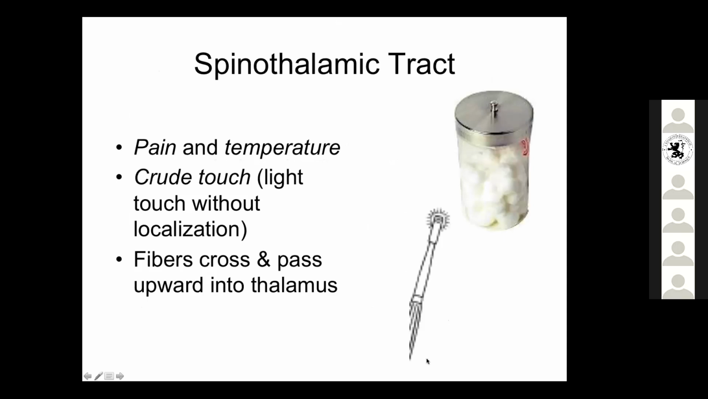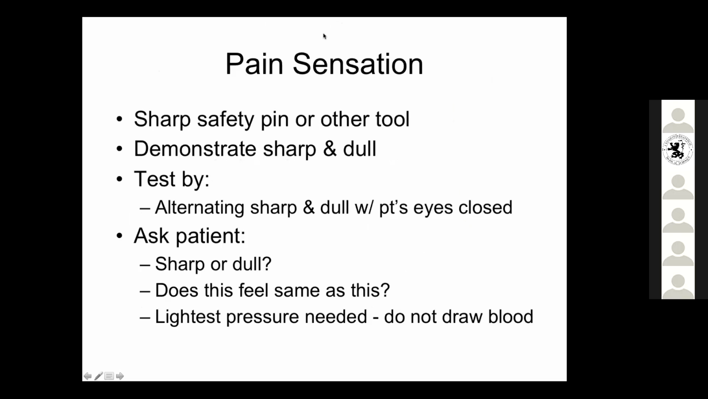The spinothalamic tract is responsible for sensation of pain and temperature, as well as light touch. So these are the things we test for: pain, temperature, and crude touch. If the patient is able to feel them, it means that the spinothalamic tract is intact.